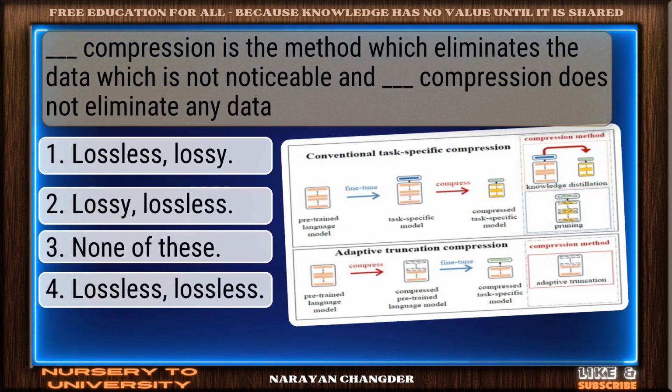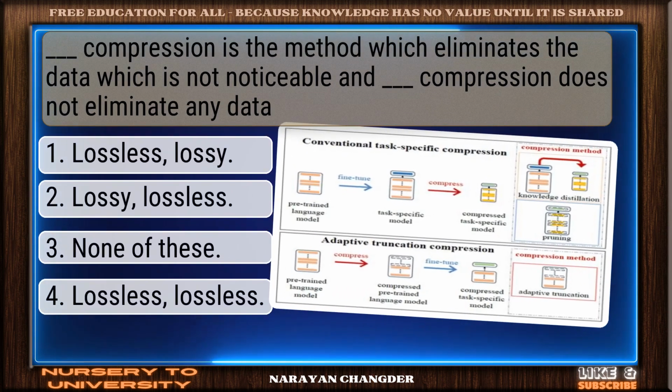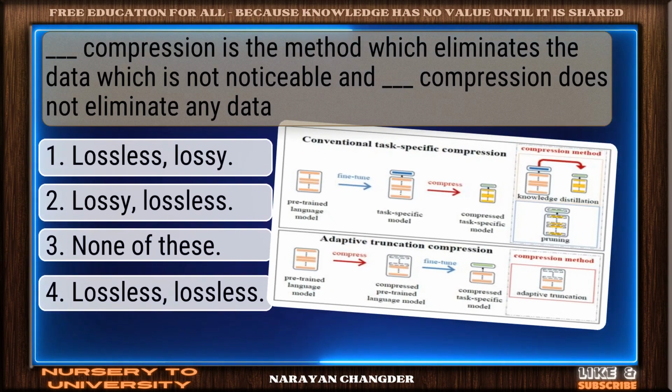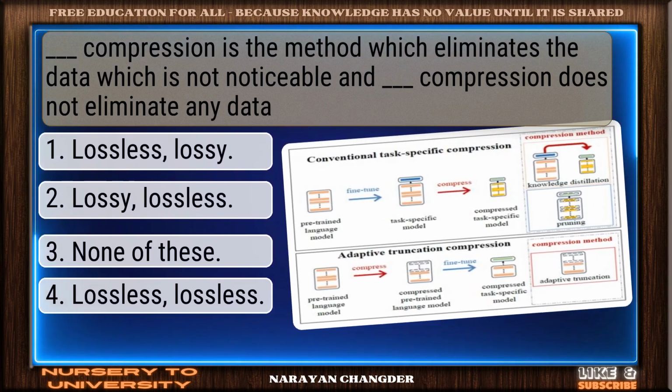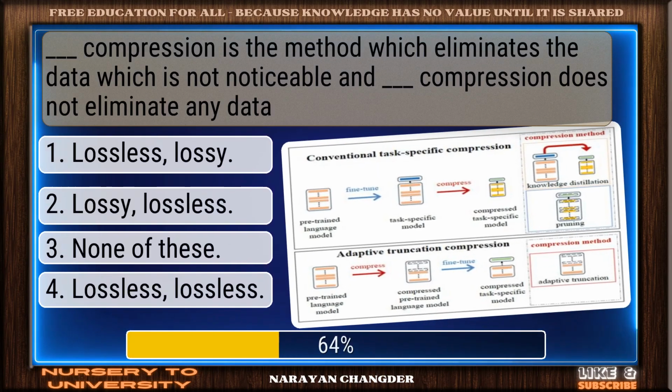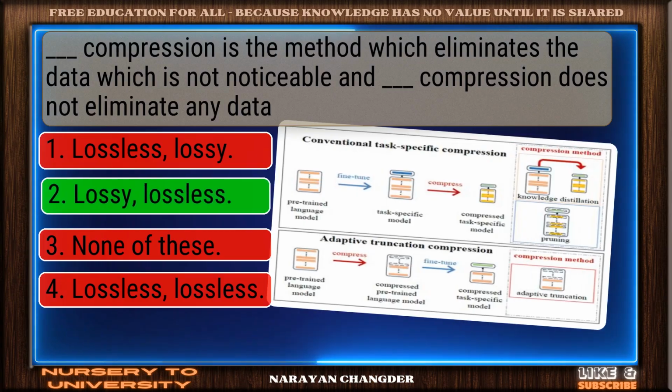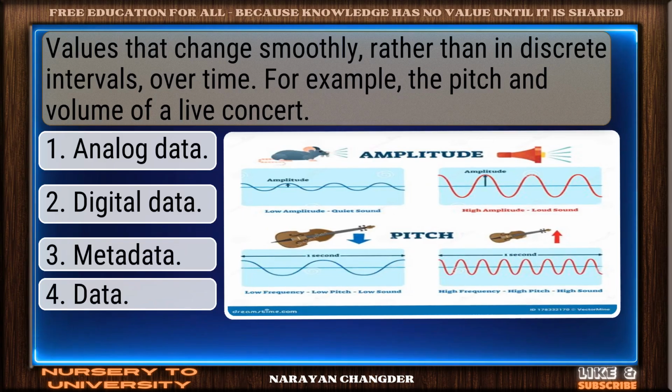Question number 11. Dash compression is the method which eliminates the data which is not noticeable, and dash compression does not eliminate any data. Great thinking. Lossy, lossless is the right choice.